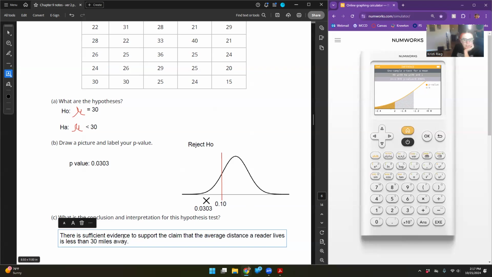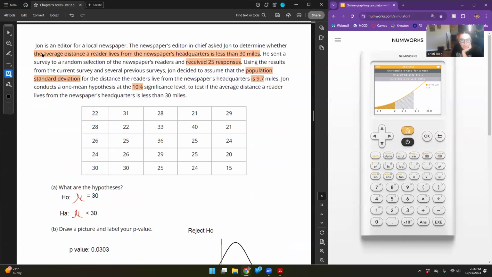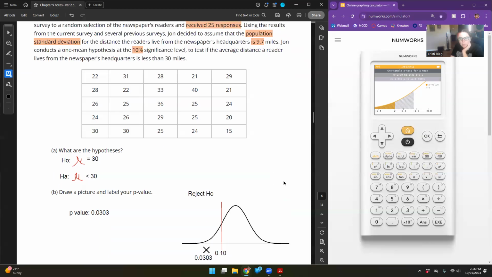In other words, there is sufficient evidence to support the claim because we're rejecting the null, so we're supporting the alternative. There is sufficient evidence to support the claim that the average distance a reader lives is less than 30 miles away. Remember, our claim comes from here, less than 30, or we go back up here. The average distance a reader lives from the newspaper's headquarters is less than 30 miles.